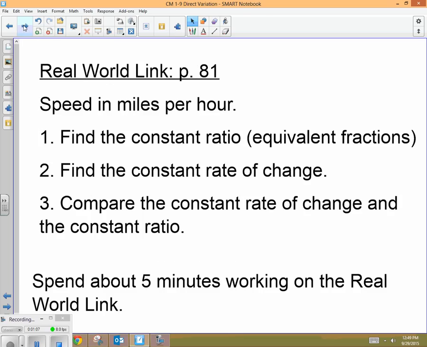Okay, next I want you to complete the Real World Link. You need to find the speed in miles per hour. So number 1 is asking you to find the constant ratio, which is just equivalent fractions. Number 2 is asking you to find the constant rate of change. If you need to review that, you can look through your notes of Lesson 7. For number 3, it's asking you to compare the constant rate of change and the constant ratio. So spend about 5 minutes working on this Real World Link, pause the video, and then continue when you are finished.